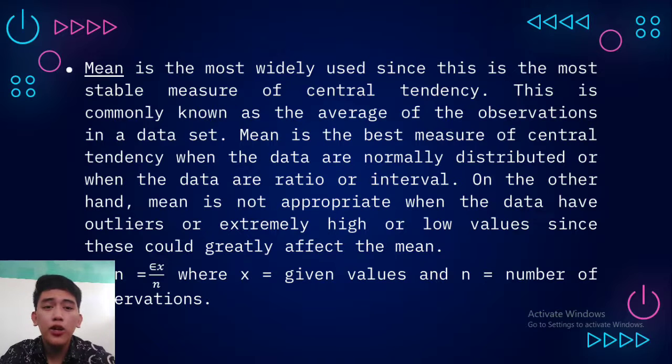Then, the formula of mean is equal to the summation of x over n, where x is the given values and n is the number of observations. Okay, naintindihan nyo na naman siguro kung anong ibig sabihin ng mean at kung paano ito makukuha. Kaya, let's have an example.